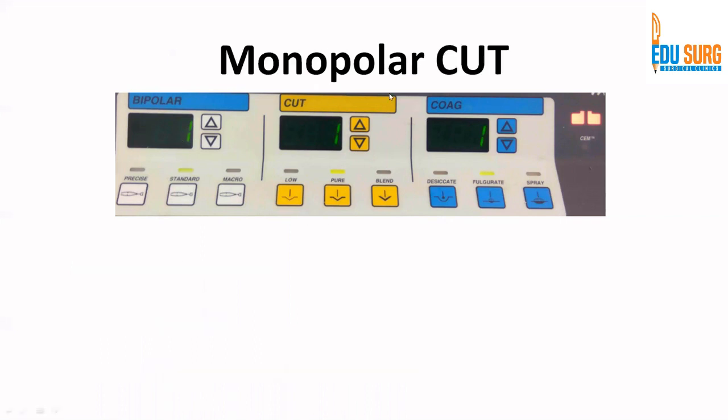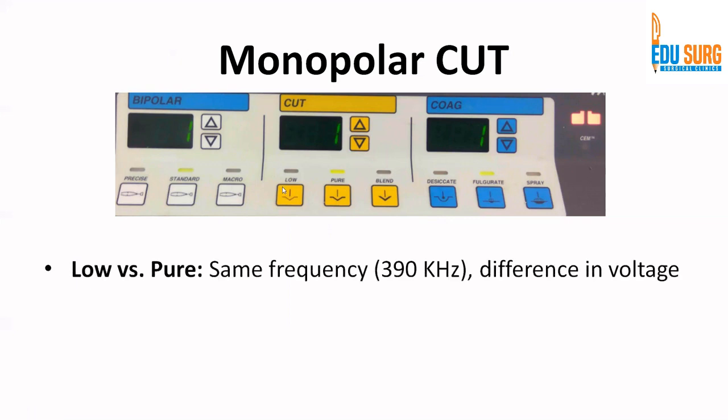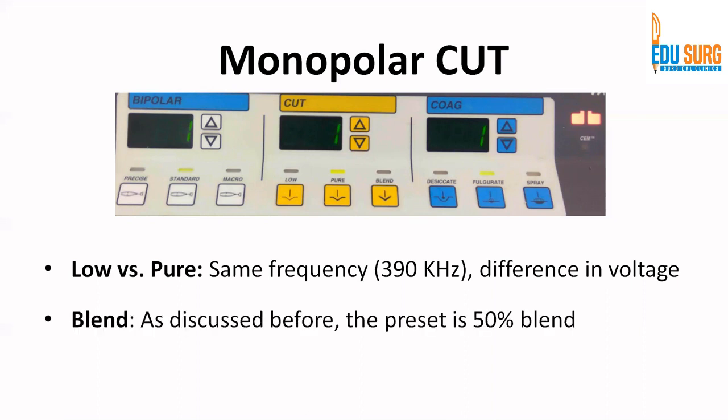Now coming to the second part, that is the monopolar CUT setting, you can see that there are three options: low, pure, and blend, right? Low versus pure is more or less the same. The difference is in the voltage, the frequency. I told CUT is high frequency, low voltage. So the frequency is around 390 kilohertz, and low and pure are fully continuous, like 100% on systems.